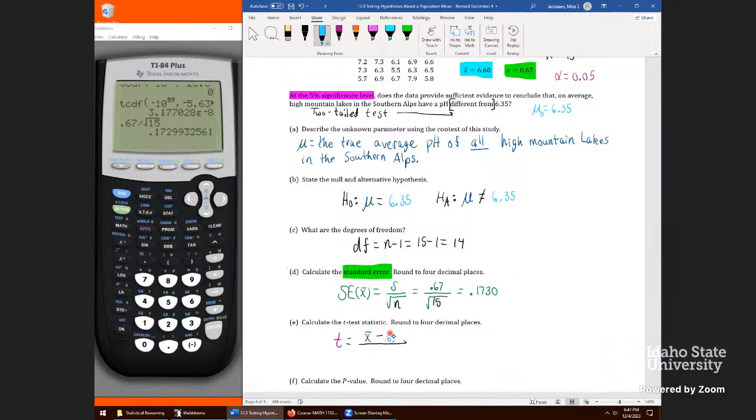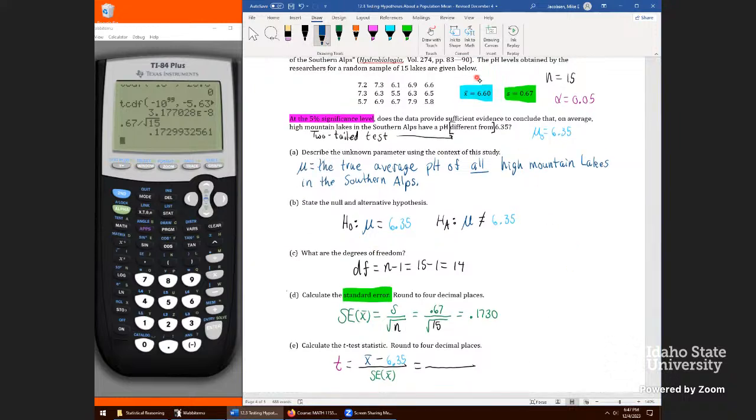Struggling with my decimals again, let me try again, 6.35. And we want to know how far away the sample mean is from the hypothesized mean in terms of approximated standard deviations, standard errors. So that's the process. Next, we just plug in the information. Above, X bar was given to be 6.60, so that would go right here. Then we're subtracting away 6.35 and divide the whole thing by standard error, which is 0.1730.